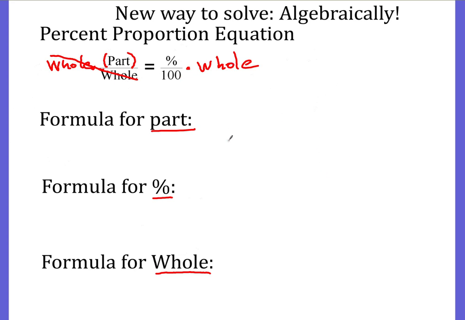So what we can say from that is essentially, if I want to find the part, that is just equal to the percent over 100. And once I find that, I just multiply it by the whole.